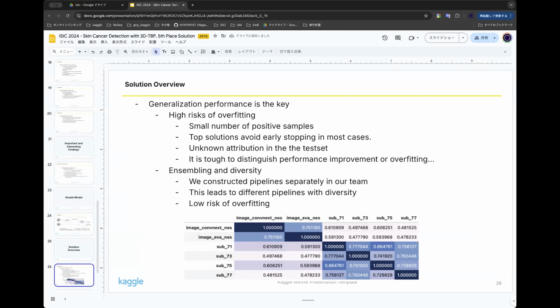Overall, I think the key to winning this competition was how to improve generalization performance while avoiding overfitting. In a situation like this, where there are few positive examples, overfitting to CV and LB can easily occur. There were big shakes in the private LB, and public LB from the middle of the competition onward was not very helpful. In order to increase accuracy while reducing the risk of overfitting, I think the most important thing was to create multiple prediction pipelines to acquire model diversity and ensemble them.